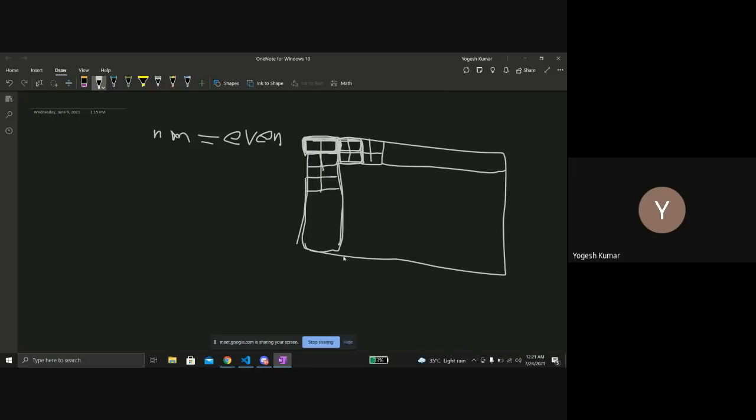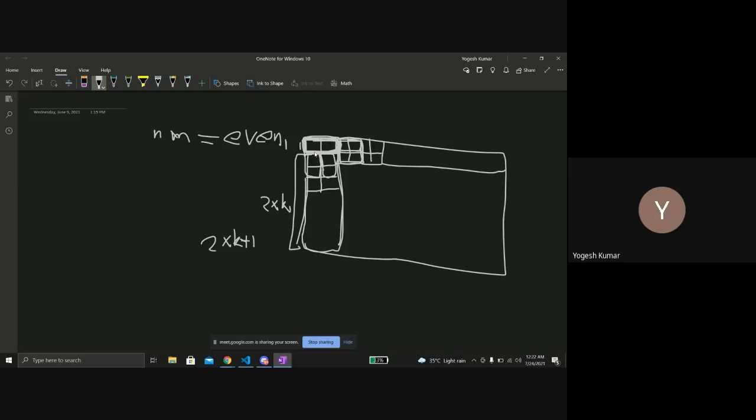If you try to fill this column with 1 horizontal domino and the rest vertical dominoes, you cannot fill it. If I put a horizontal one here, then this length should be of some 2 into k type, and this one is a horizontal domino, so this one should be of length 1. So this comes to be 2 into k plus 1. But as I have supposed that both should be even, we cannot have an odd number of horizontal dominoes.